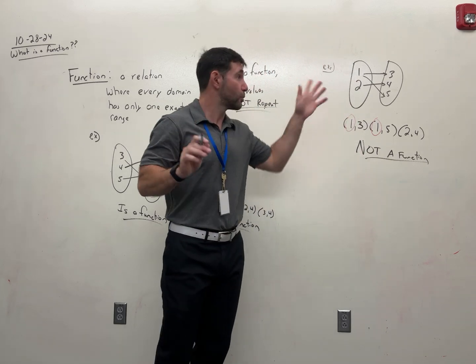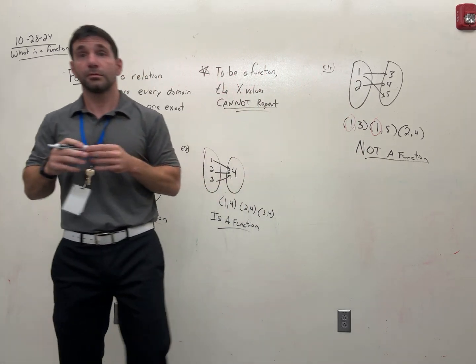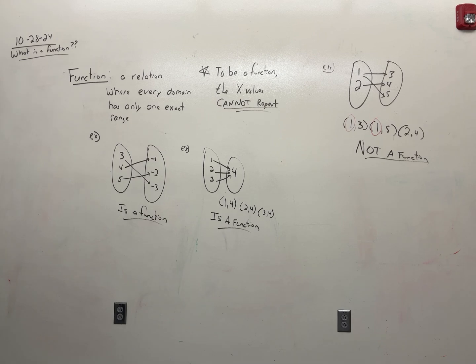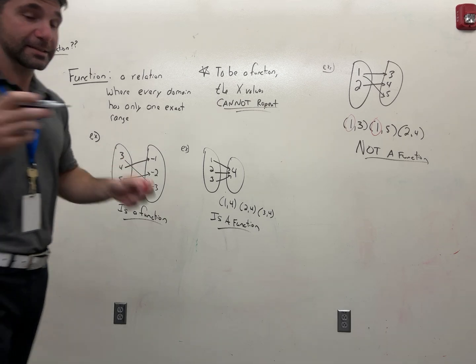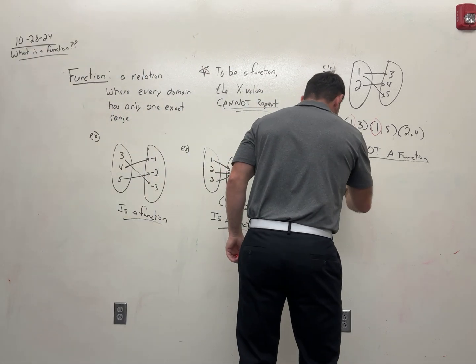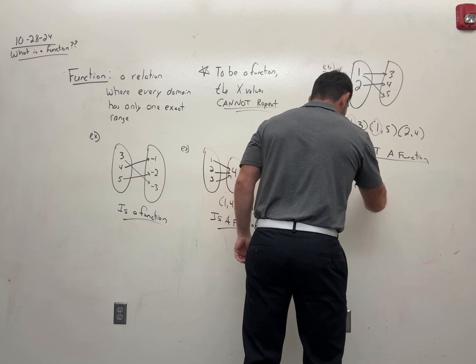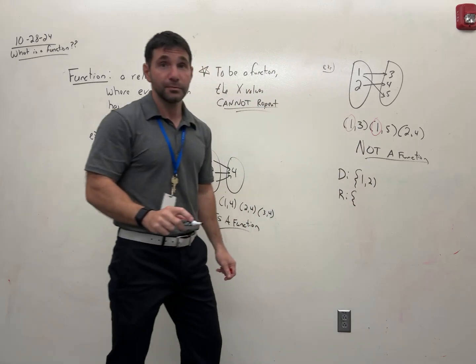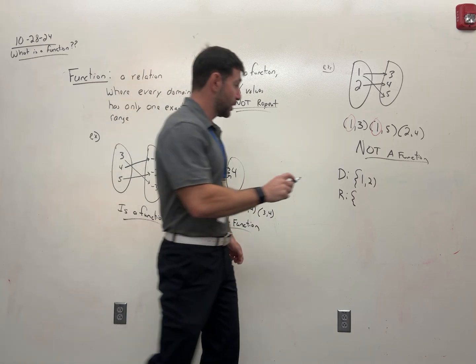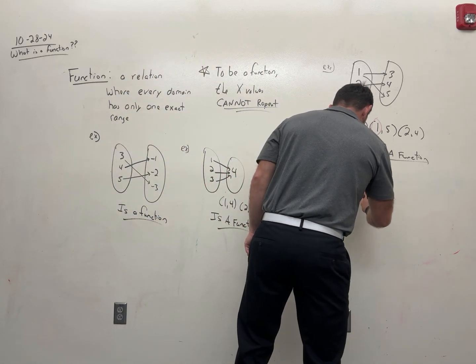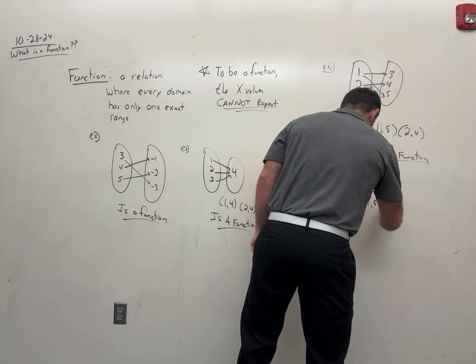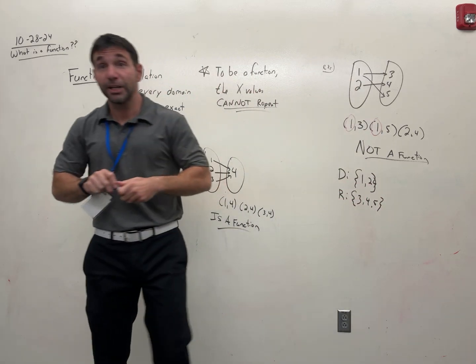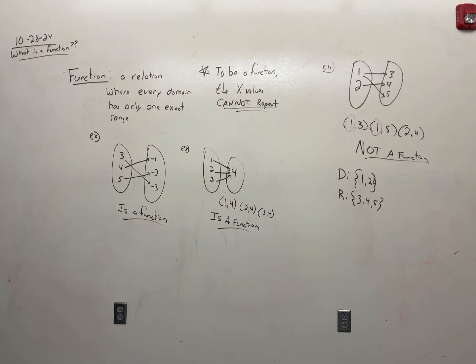Now, here's my question. What are the domains, though? I could say the domains of this are 1, 2. What's the range? 3, 4, and 5. So just because it's not a function, it's still a relation. It's just not a function. So we can have the domains and the ranges. What questions do we have right now?